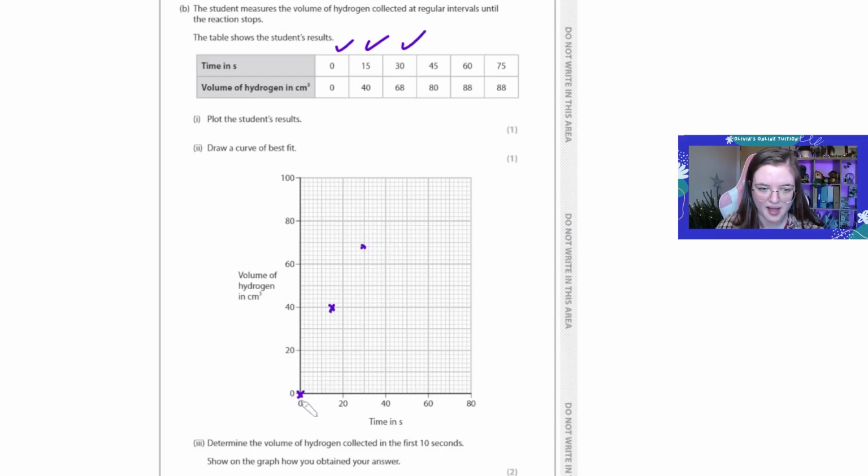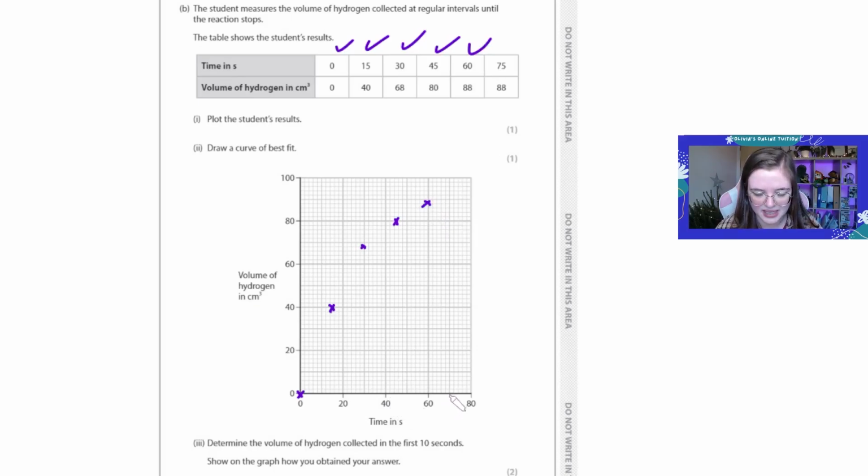And then we have, what do we have then? 45, which will be halfway between 40 and 50. And 80, which is... Eyesight's too poor for this. There we are. That's about there. And 60 and 88, that's 60, that's 90, so 88 will be there.